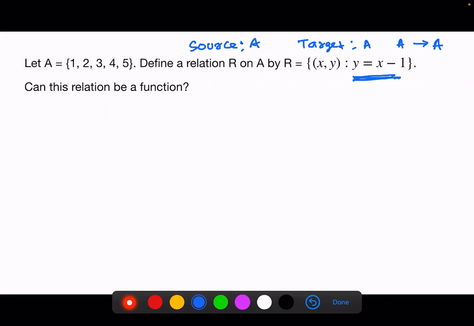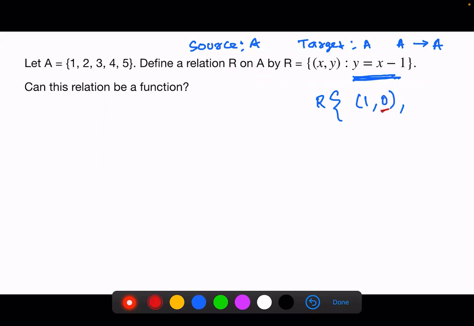So is this relation a function? If you actually list down the ordered pairs in the relation, you'll get an idea. Suppose I try to list them down. If I take x as 1, then I am expecting y as 0. There itself I run into trouble. Why do I run into trouble?